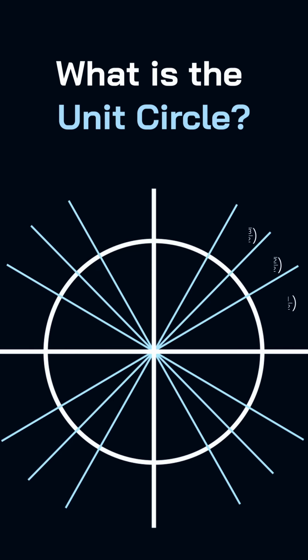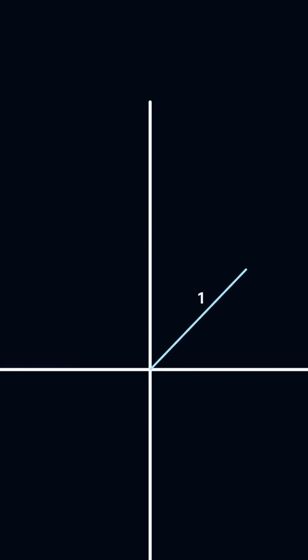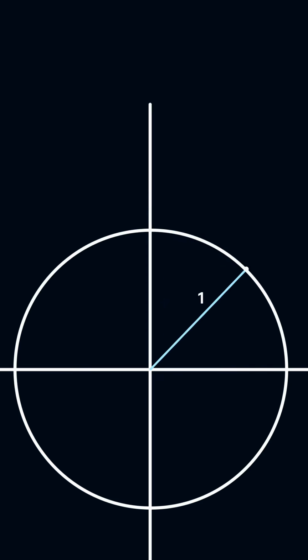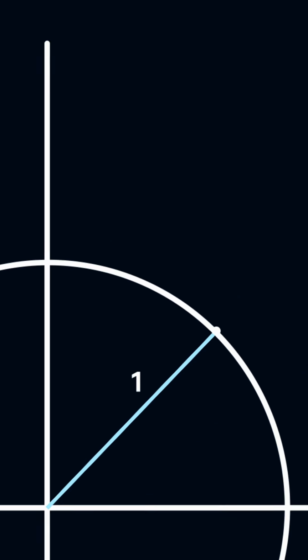What is the unit circle and why does it matter? First, let's imagine a coordinate plane with a line with a length of 1 unit. Now let's use that line to draw a circle. We'll focus on this quadrant for now. Now let's say this angle here is 45 degrees.